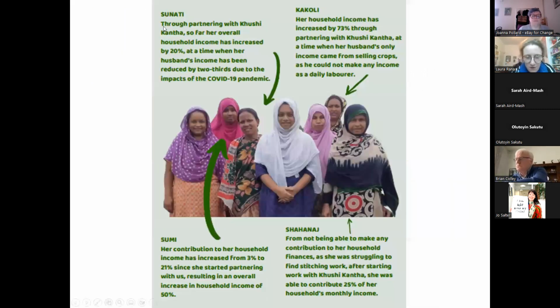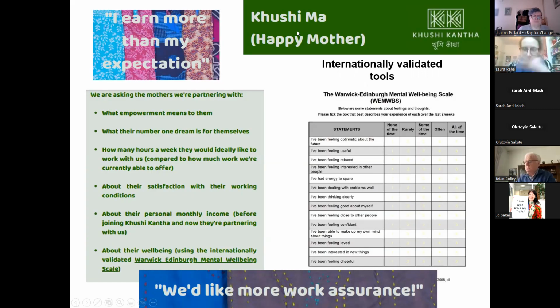If we go back to the previous slide, it's freely available, so you can download it online, and it just has a series of statements. We use this questionnaire with the women, and we can get a picture. When I say internationally validated, I basically mean it's been developed by academics and tested in lots of different contexts, and they've run statistical analysis to show that it's a tool that works in lots of different places, if that makes sense.